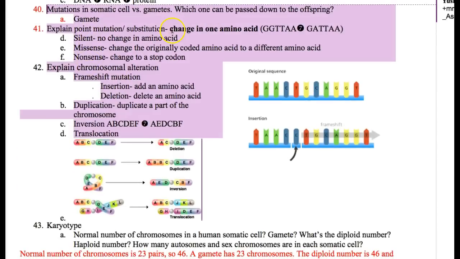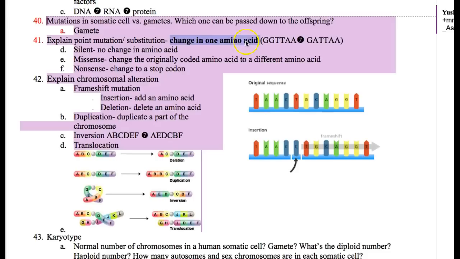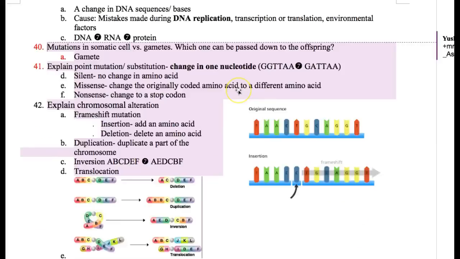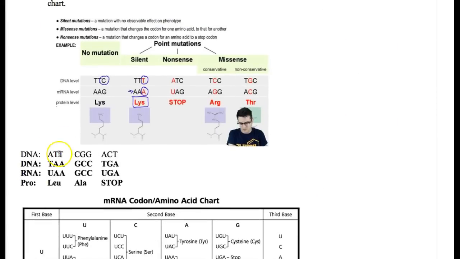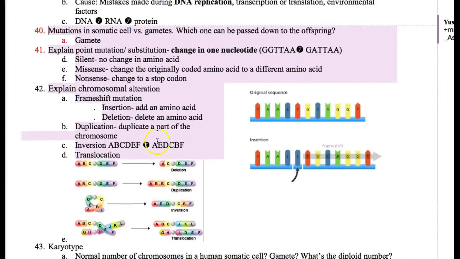So a point mutation is the change in one nucleotide. So if we look right here, if we change this T to a G, that will be a point mutation. There are three possible consequences of a point mutation. There's a silent mutation, where even though you changed one base, let's say you changed this one, that's the original code, you change it to this.